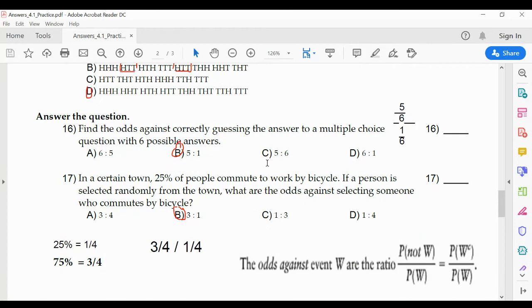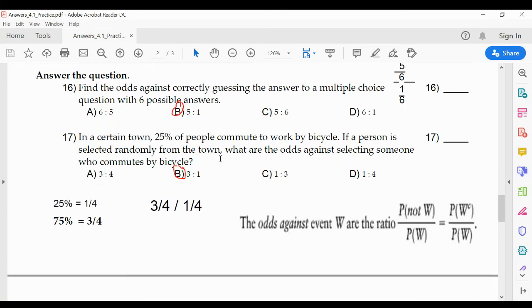These odds against, all right, odds against is the probability that the event does not happen over the probability that it does happen. Here's that little formula there. And this is one I'm pretty sure I did in the PowerPoint. Probably the odds against answering the multiple choice question. It has 6 possible answers. Well, what's the probability that I don't get it right? Well, there's 5 favorable wrong answers, 5 out of a total of 6. There's only 1 that is favorable. That's the right answer. So 5/6, the complement, over 1/6. And when you divide, you multiply by the reciprocal. These 6's cancel out, giving you 5-1. I'm pretty sure I did this in the PowerPoint.